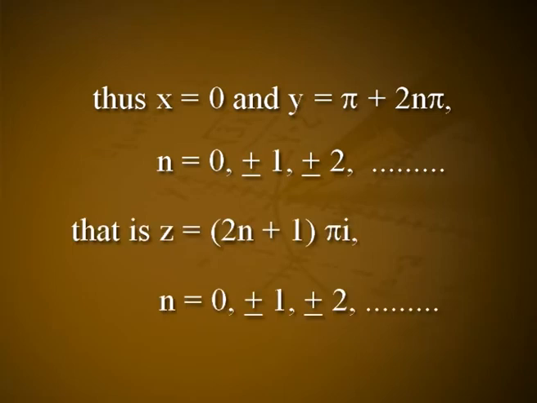That is, z is equal to (2n plus 1) times pi i, where n varies from 0, plus or minus 1, plus or minus 2, etc. Now consider another example. Show that e raised to z satisfies Cauchy-Riemann equations.